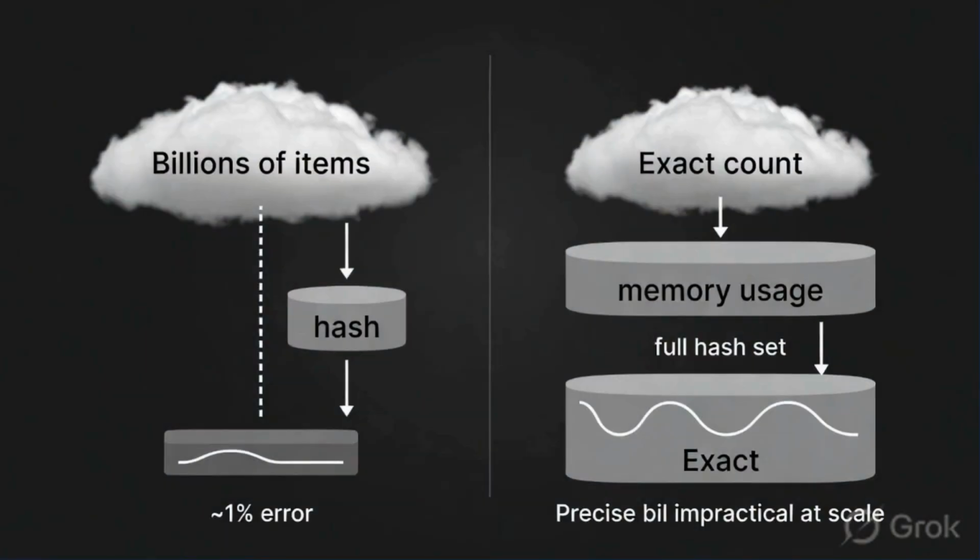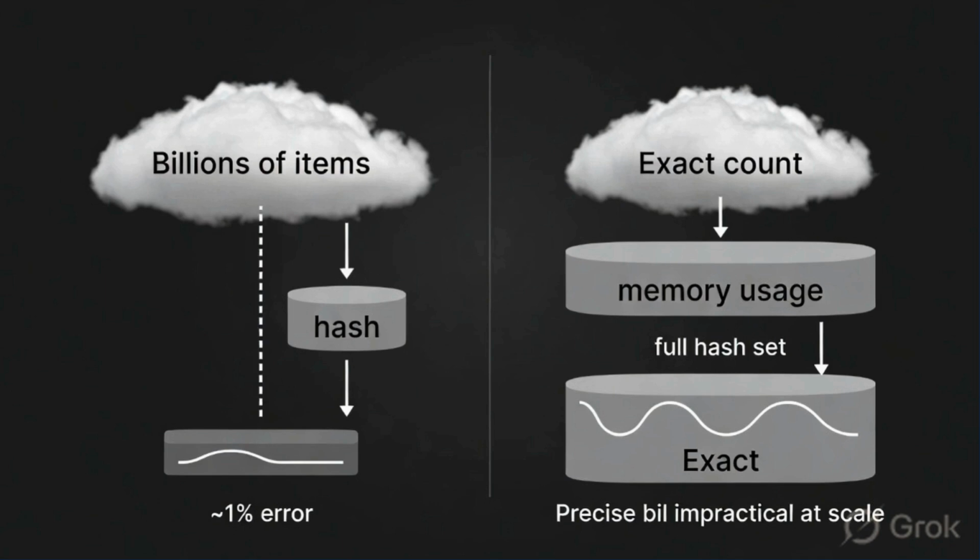Look at this side by side. It shows why hyperlog is a lifesaver for distinct counts at massive scale. On the left, billions of items stream in, get hashed, and feed into a tiny probabilistic sketch, just kilobytes. From those clever hash patterns, it spits out an estimate with only approximately 1% error. Fast, low memory, handles planetary scale uniques like unique users or IPs without breaking a sweat.